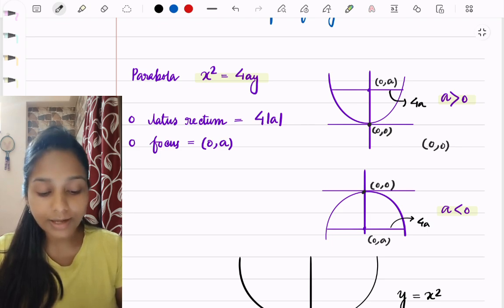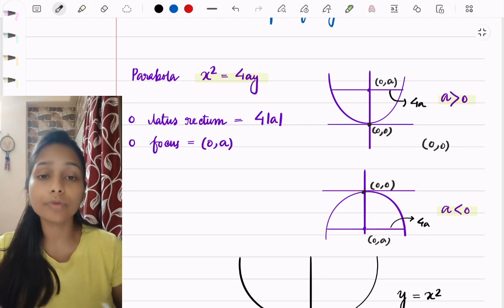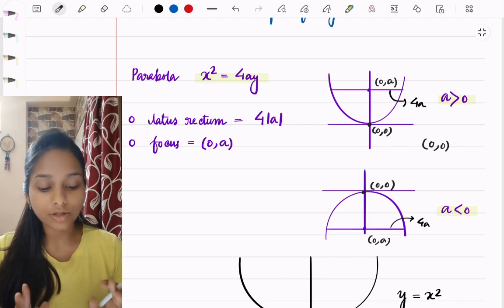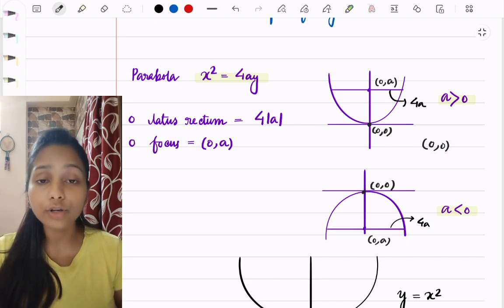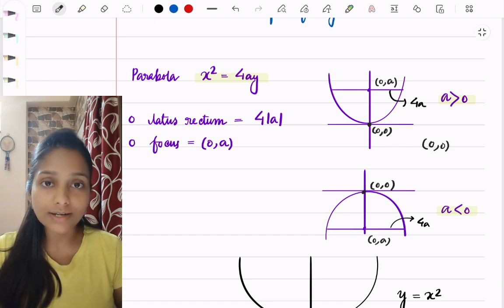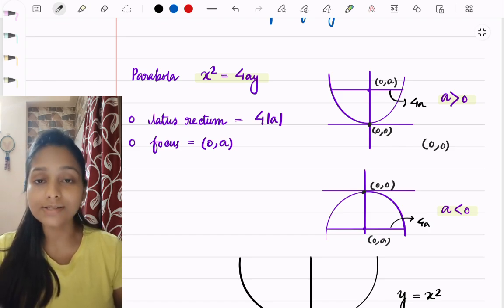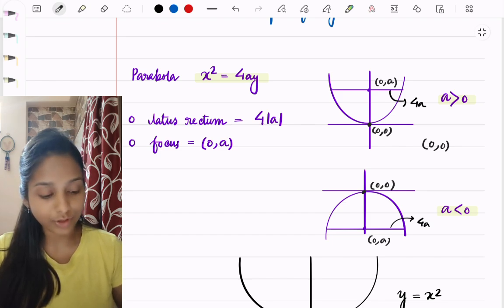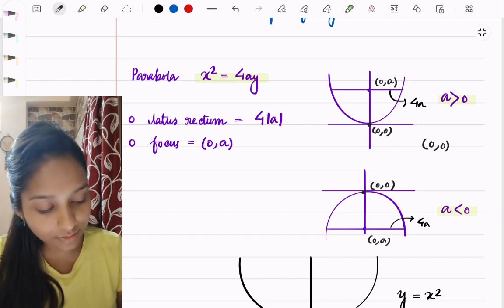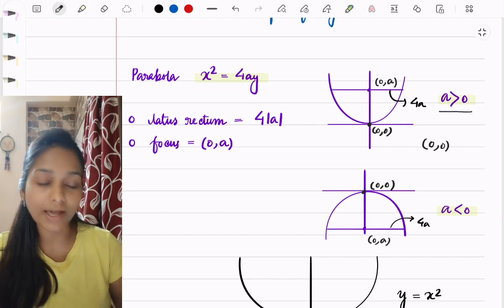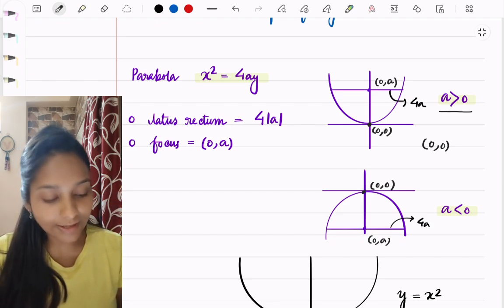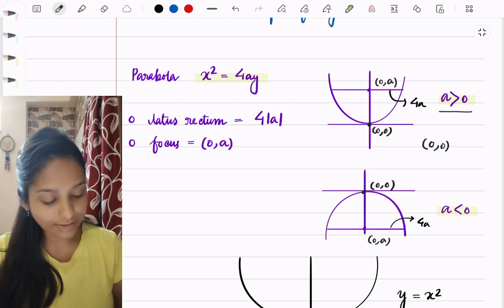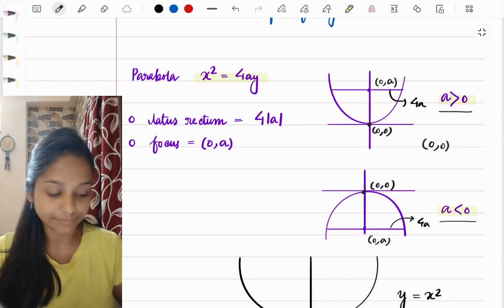Now the length of the latus rectum. Before coming to the latus rectum, there is a concept of focus in the case of a parabola, and for this parabola, x square equals 4ay, the focus is on the y-axis, which is 0 comma a. So for the a greater than 0 part, we have the focus on the upward side, and for a less than 0 we have the focus on the downward side.